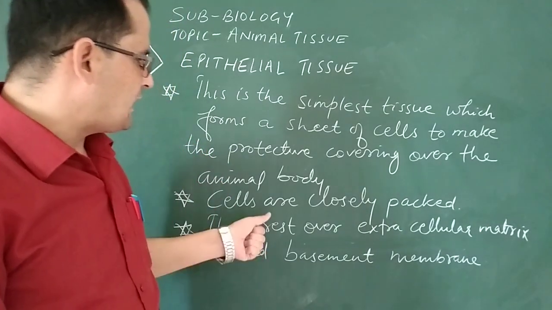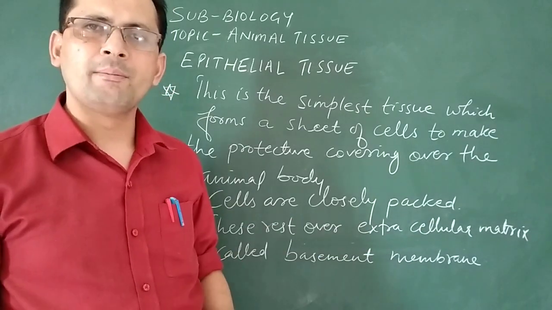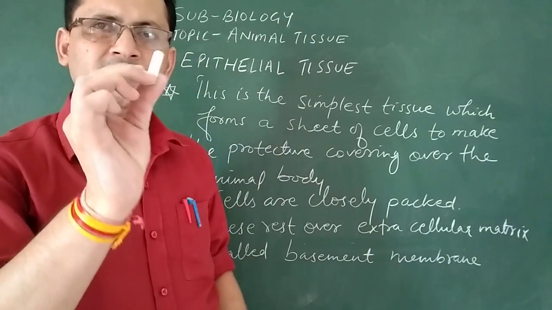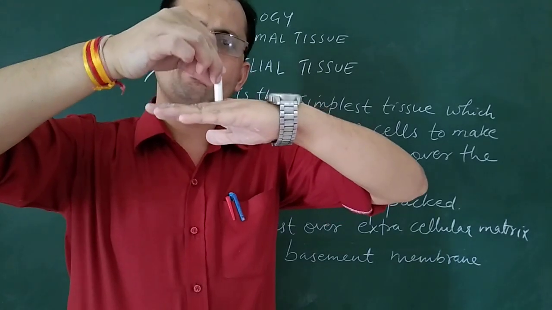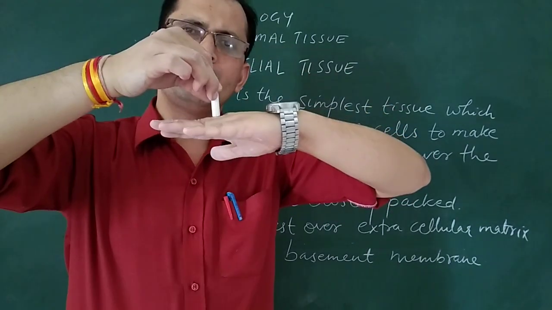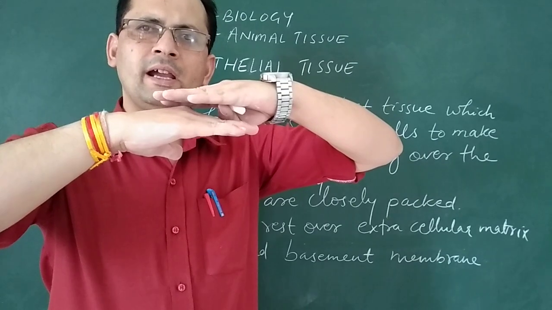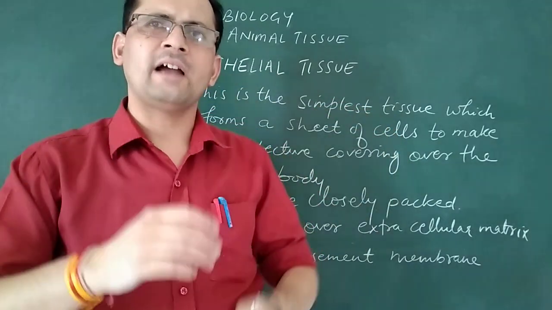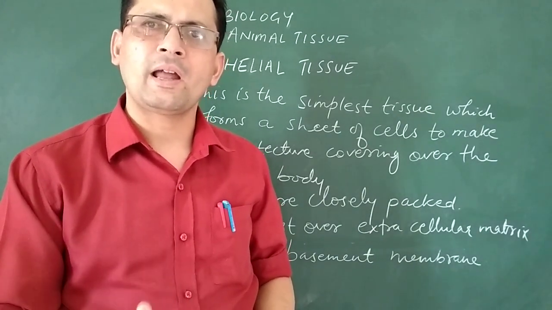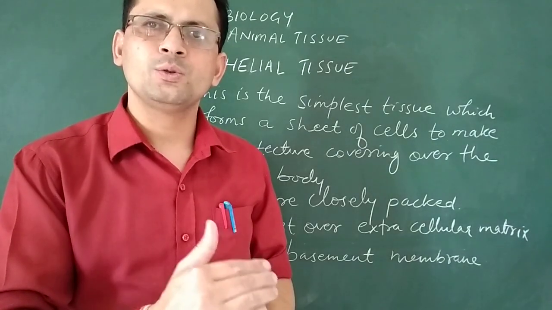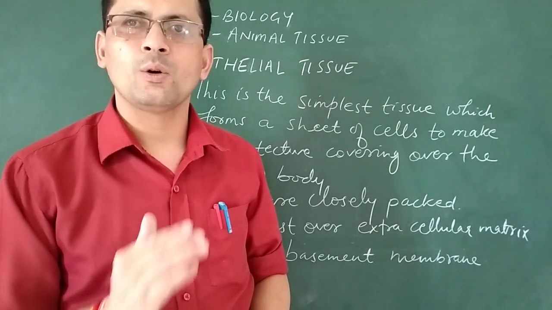And then these cells rest over an extracellular matrix called the basement membrane. I told you this epithelial tissue is resting over an extracellular matrix known as the basement membrane. So this palm is the basement membrane, and below the basement membrane there is connective tissue. This basement membrane joins the epithelial tissue with the connective tissue, and the connective tissue supplies blood vessels to the epithelial tissue through the basement membrane, which is made up of glycoprotein and collagen fibers.